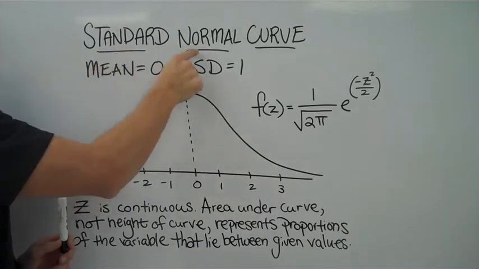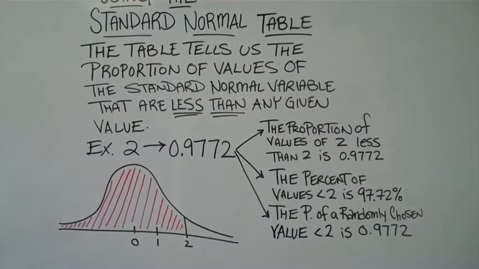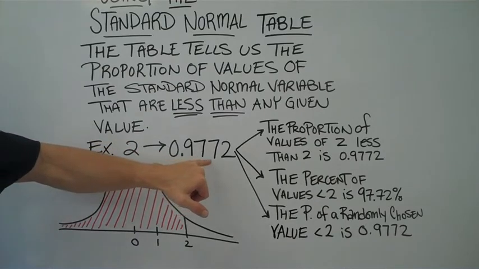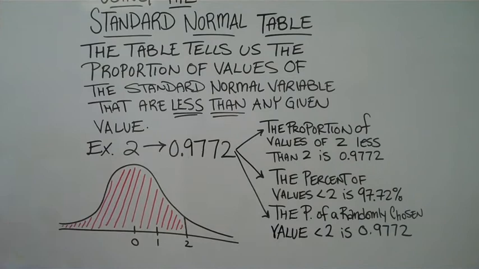Let's talk about using the standard normal table, or I'm sure many of you are going to use your calculators to do this. The table or your calculator tells us the proportion of values of the standard normal variable that are less than the given values. For example, a value of 2 corresponds to 0.9772. Well, what does that mean? You can interpret it 3 ways.